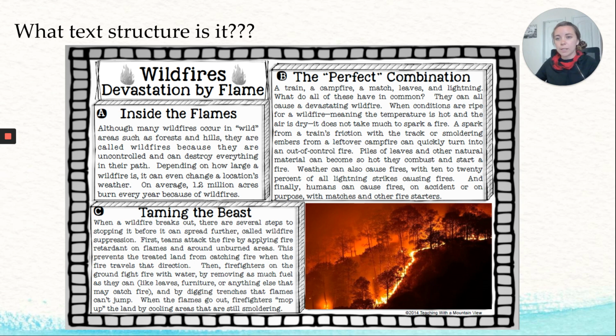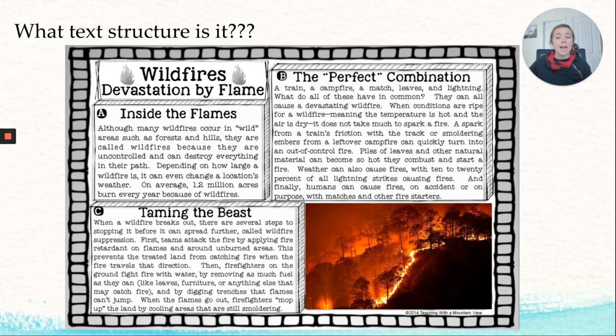All right, so wildfires, devastation by flame. Inside the flames. Although many wildfires occur in wild areas, such as forests and hills, they are called wildfires because they are uncontrolled and can destroy everything in their path. Depending on how large a wildfire is, it can even change a location's weather. On average, 1.2 million acres burn every year because of wildfires.